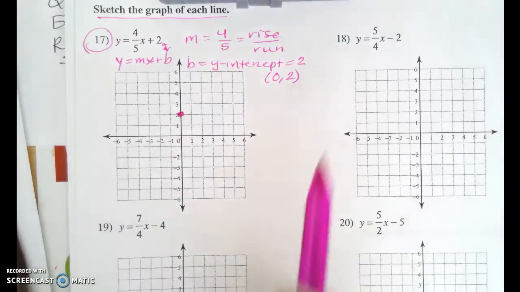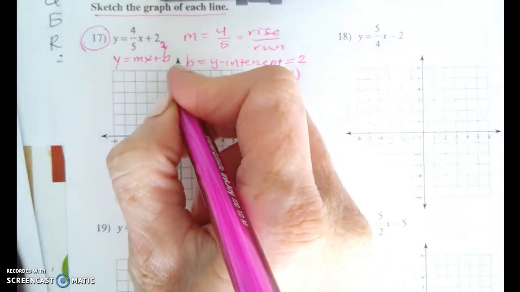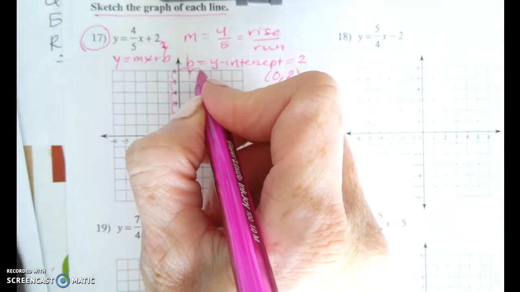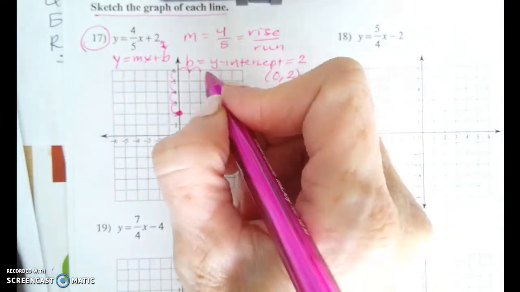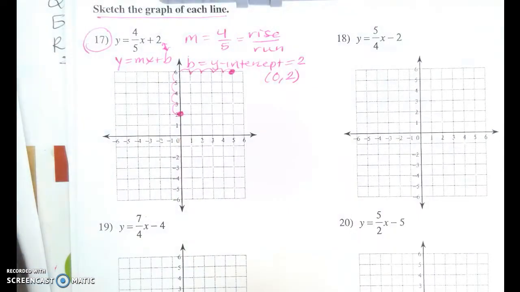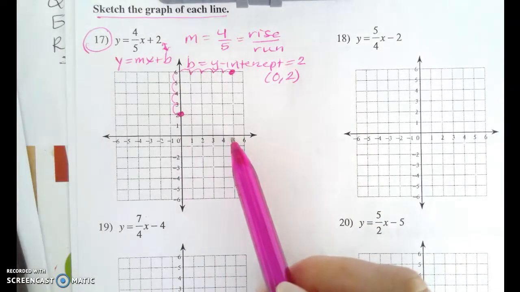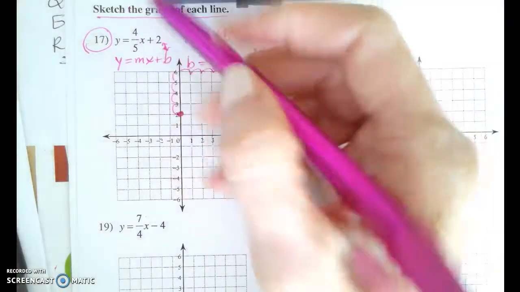Okay. Then we're going to use our rise. Well, it says go up 4. And our run, go over 5. So that's 2, 3, 4, 5. And there's another point on our graph. It looks like that point is at 5, 6.